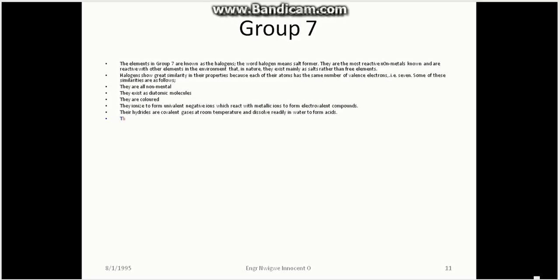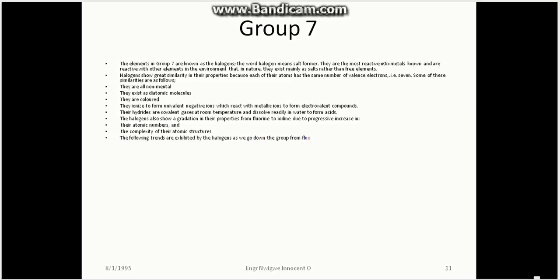The halogens also show a graduation in their properties from fluorine to iodine due to the progressive increase in their atomic number and the complexity of their atomic structure. The following trends are exhibited by the halogens as we go down the group from fluorine to iodine. 1. Change in state. At 25 degrees centigrade, fluorine and chlorine are gases. Bromine is a liquid and iodine is a solid.